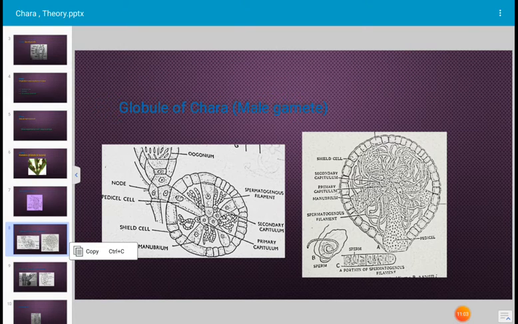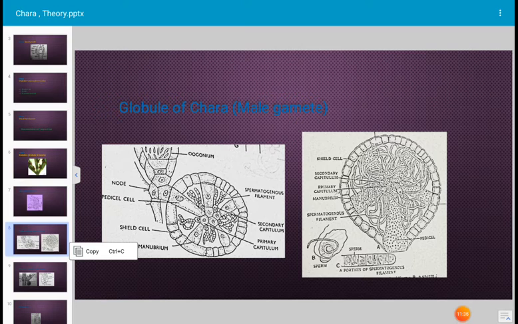Each tertiary capitula bears a long whip-like sperm-bearing filament, or spermatogenous filament. This filament is known as spermatogenous filament because it produces sperms inside it. Each spermatogenous filament consists of 25 to 200 cells. Each cell of the spermatogenous filament produces a single sperm. A single antheridium usually produces 20,000 to 50,000 sperms.